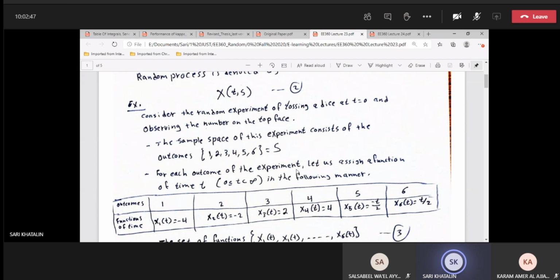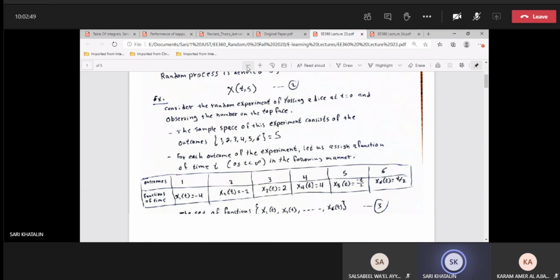So as an example here, so we can understand the random process a little bit better. So if we have this experiment, which is tossing a dice, which we did this example several times before, when we talked about random variables. So obviously the outcome for this one is going to be 1, 2, 3, 4, 5, 6, because it has 6 faces. And the sample space for it is S.